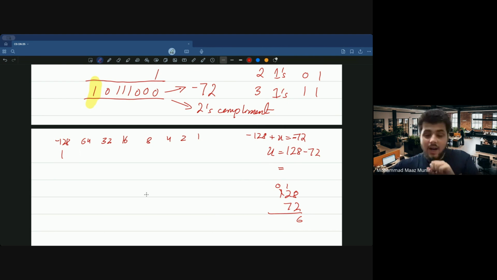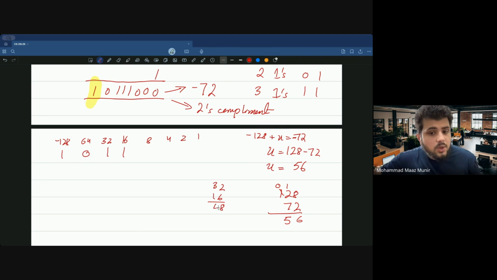Oh, it's 5, right? So we write it as 5. So we get the answer as 56. So I need to plot 56. Now let's plot 56 up here. 64 is going to stay as 0, right? 32, yes. 16, yes. Why? 32 plus 16 is what? 32 plus 16 is 6 plus 2, 8. 3 plus 1, 4. So we get 48.